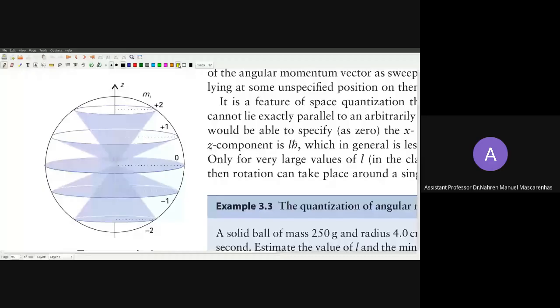Okay, so if you look at this, now j, if j equals 2, this is for when your value of j is 2, and your m varies from -2, -1, 0, +1, +2. Okay, so this is here.